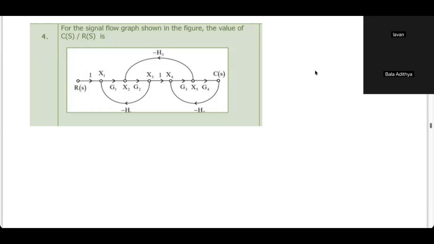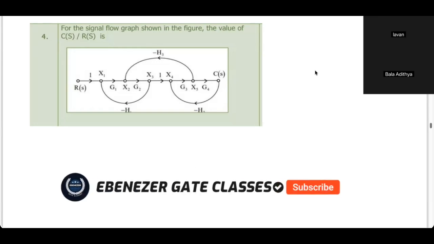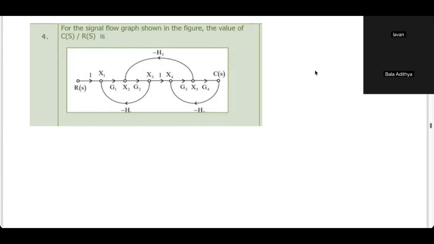For the signal flow graph shown in the figure, find the value of C(s)/R(s). Now, how many loops are there? This is one loop. This is another loop. Three loops, sir. This is the third loop.